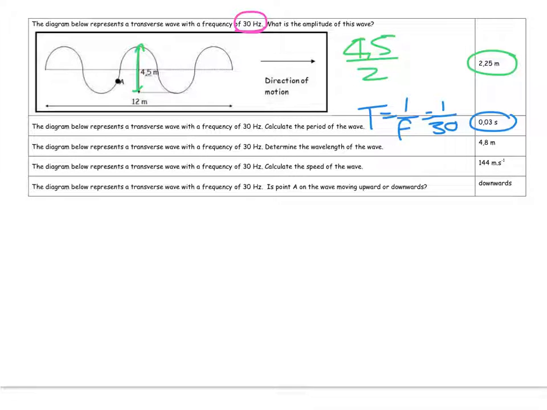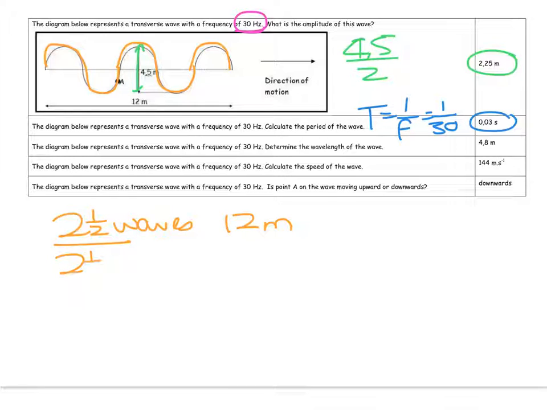Well, let's count out our waves over here. So I have got one wave, 2 waves, and a half wave. So it's 2.5 waves that take 12 meters. Therefore, if I want to only know how long one wave is, I divide by 2.5, and I land up with 4.8 meters for one wave.